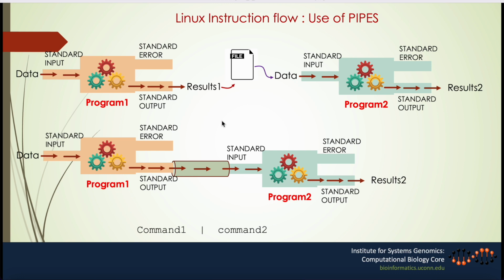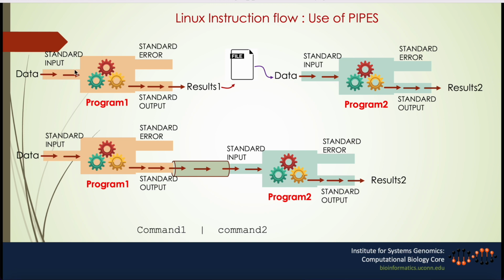The next thing I mentioned initially is the use of pipes in Linux, which becomes very powerful when you start writing code in Linux. Let's say there are two programs, program 1 and program 2. We are feeding some data in. The data is read through the standard input of program 1, gets executed, we get successful output through the standard output, and we get the results file. We use this results file as an input into program 2, which reads it through the standard input of program 2, and then gives us the final output results through the standard output. This is a two-step process.